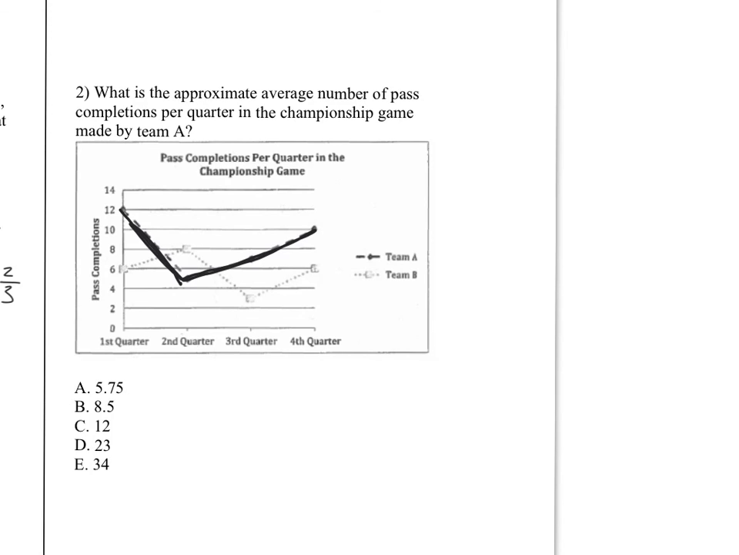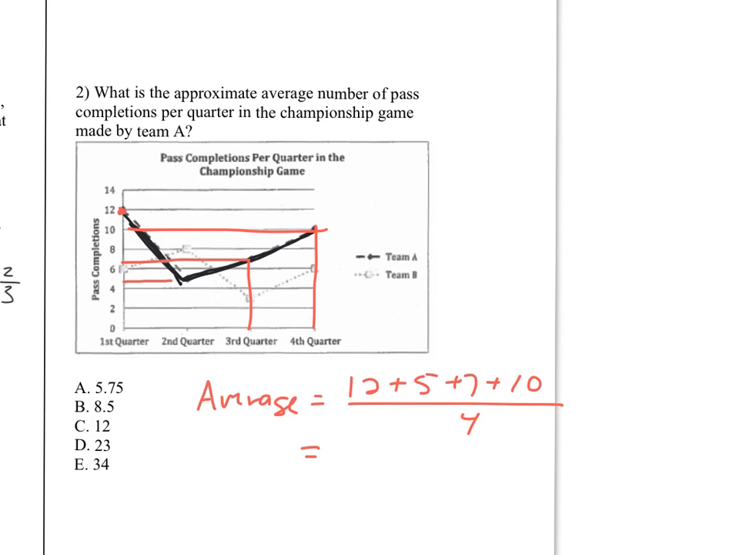Well, in quarter one, there were 12 completions. Average is mean once again. Quarter two, it's halfway between the 6 and the 4. It looks like there might be 5 completions. Quarter three, looks like it's halfway between the 6 and the 8, so maybe 7 completions. And then quarter four, it looks like there are 10 completions. There are 4 quarters total. So this works out to be 34 divided by 4, which is 8.5 completions, which is answer B.